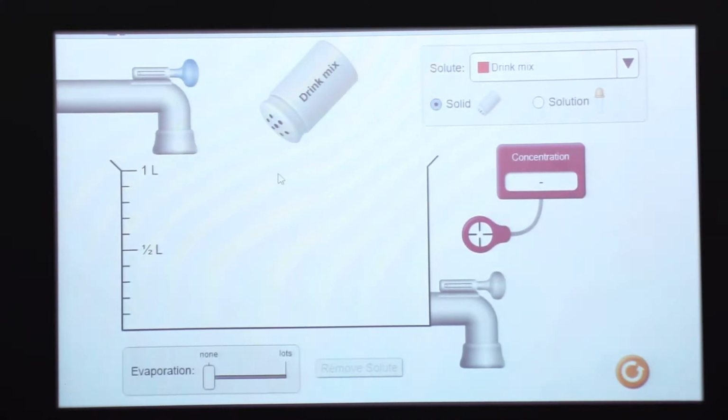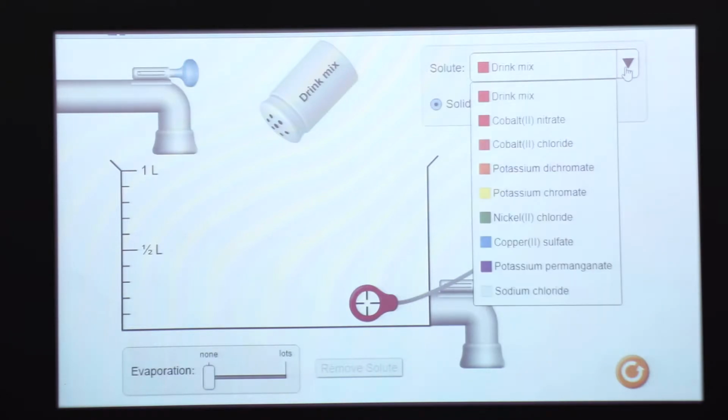So here is our demonstration. We've got this apparatus that comprises the water tap, a 1 liter beaker with its outlet there. Then we've got the concentration meter that is used to determine the concentration of the solution. We've got the evaporation bar here and the solute remover button. But also we've got a glossary of different solutes, out of which you can choose the one convenient to you for the demonstration.